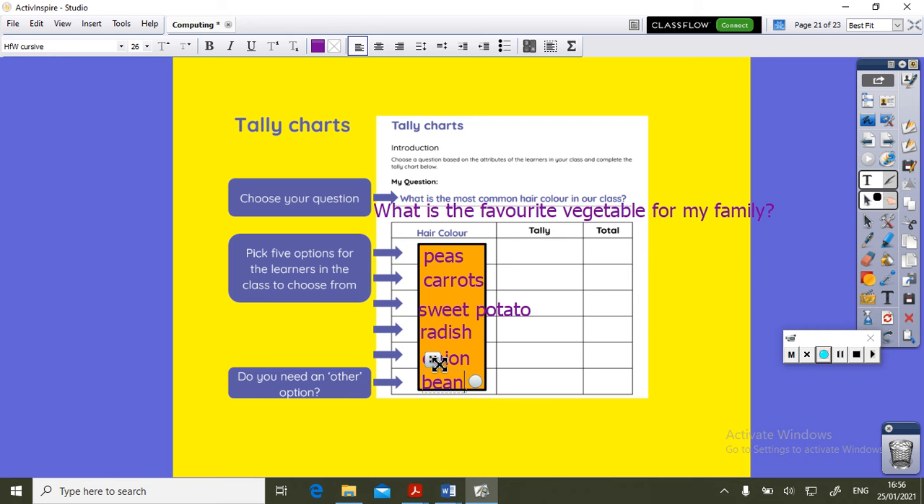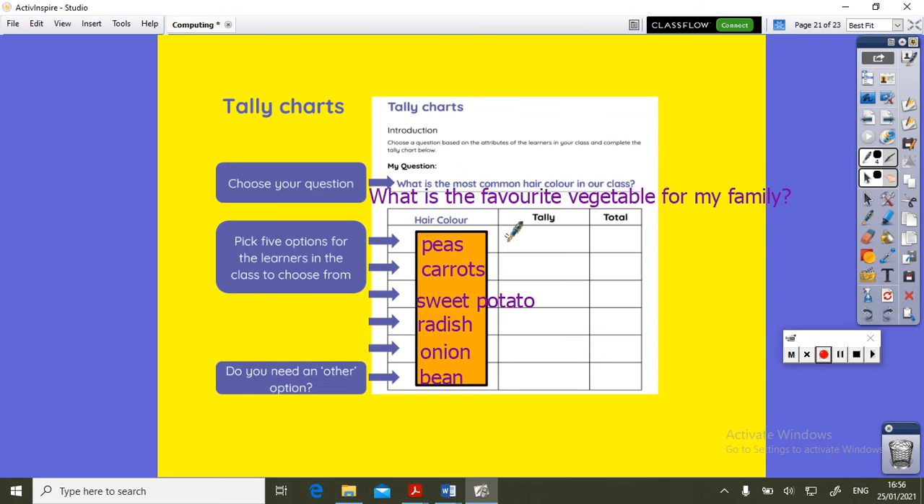Maybe everybody likes beans. So I could then do a tally chart. I could go around, ask my family what sort of vegetables do they like. So I'm going to give them an option. So we've got peas, carrots, sweet potato, radish, onions and beans. I know for a fact that in my family we've got 4 members. We have got at least 2 people that like peas. Okay, I know that nobody likes radishes, so I can't do any tallies there.